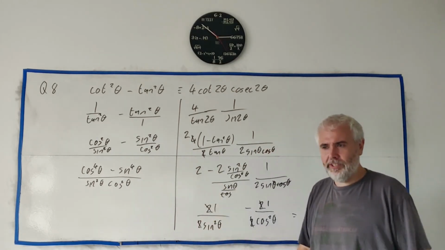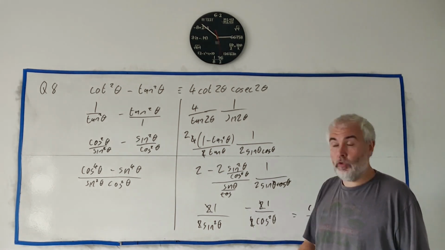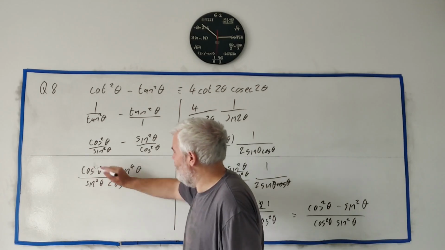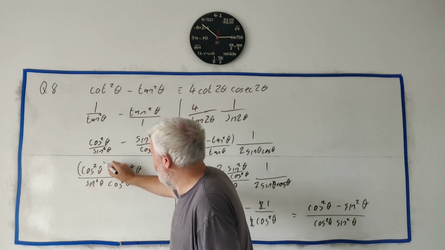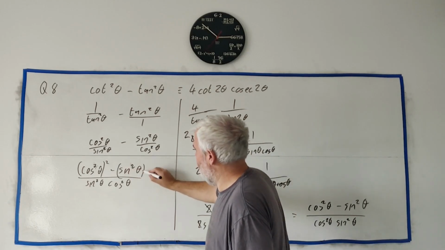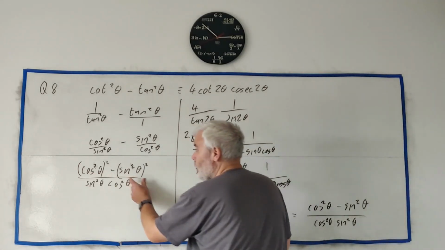What's this top row? What's special about this top row? It's 2 things squared, the difference of 2 squares. It might say power of 4, but really that's something squared like that, isn't it? It's just something squared and then something squared again. So this is the difference of squares.